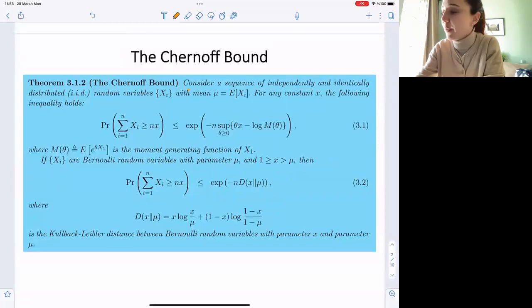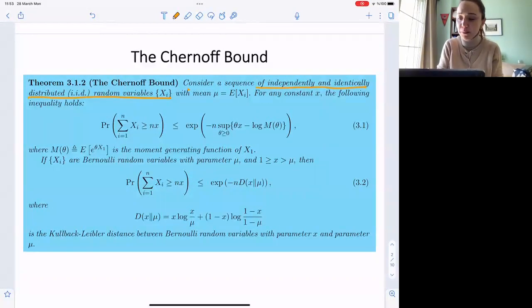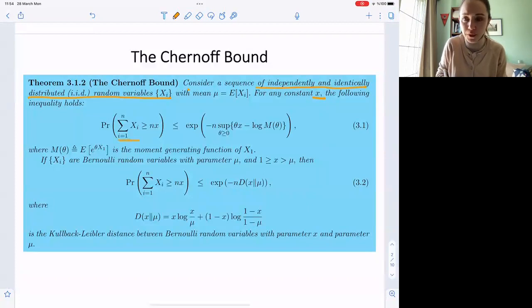Consider a sequence of independent and identically distributed random variables, xi. They have the same mean as they are identically distributed, and they have a well-defined mean. That's what we will assume. And their mean is mu. For any constant value x, what is the probability that the sum of n of these random variables exceeds n times x? In other words, what is the probability that the average of these random variables exceeds x?